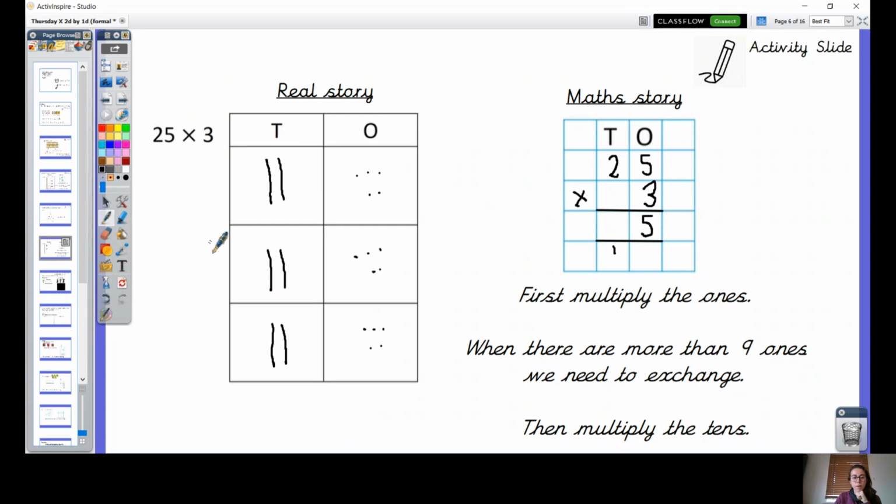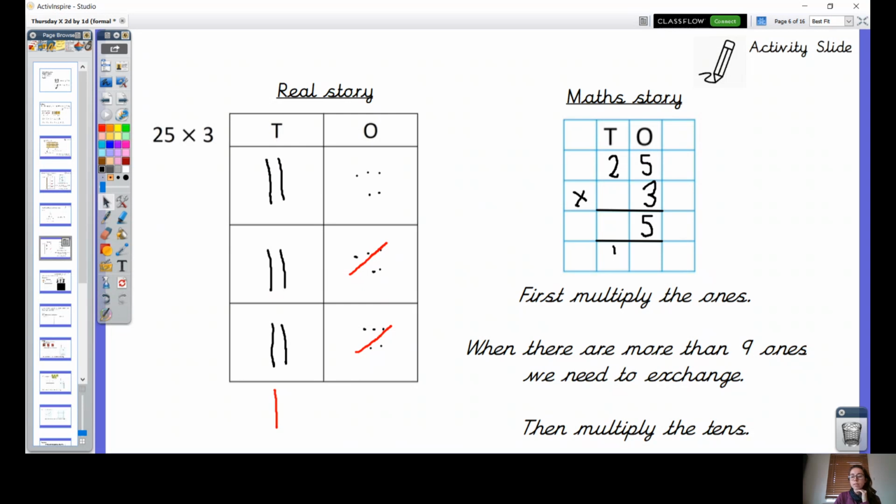Let's just see what it now looks like over on the real story side. So I'm going to exchange 10 ones for 1 ten. I know I've got 5 here, 5, 10, and I'm going to add in that extra 10. That is what we have done over here. You see that extra 10 there that we've got here?